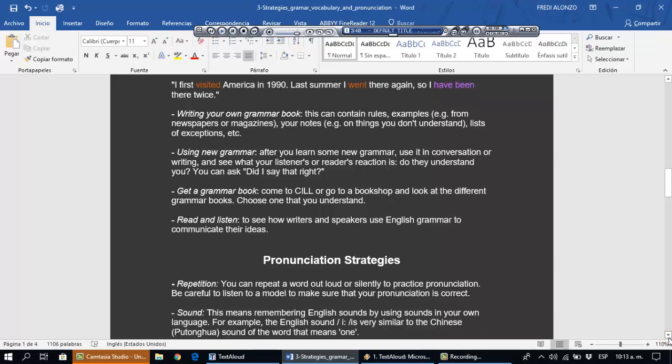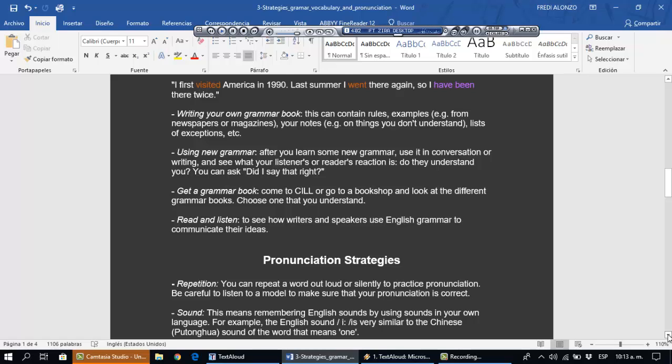Get a grammar book. Come to DILL or go to a bookshop and look at the different grammar books. Choose one that you understand. Read and listen to see how writers and speakers use English grammar to communicate their ideas. Pronunciation strategies. Repetition. You can repeat a word out loud or silently to practice pronunciation. Be careful to listen to a model to make sure that your pronunciation is correct.